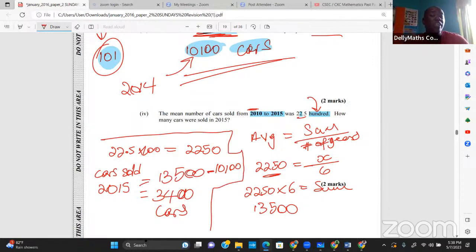Before you divide by the number of years, you must have a total. So if you multiply the number of years by your average, it's going to tell you the total. And then I compare the two totals. This one was up to 2014, and this one is up to 2015. Then I could know what happens between 2014 and 2015. You subtract them. So there were 3,400 cars in 2015. And that is how a lot of times they want you to put together the idea as you go forward. All right?